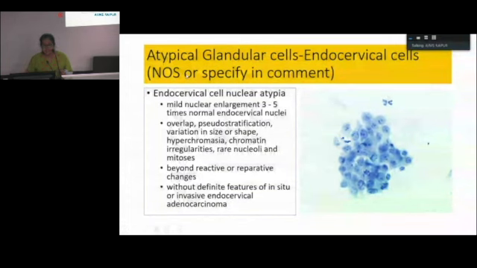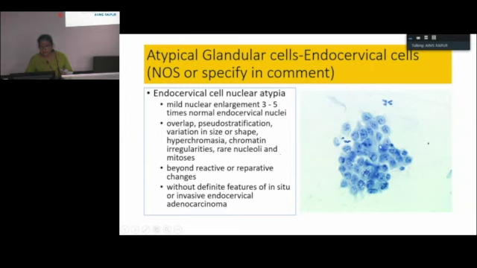So the first is atypical glandular cells, endocervical, not otherwise specified. What does the morphology on LBC look like? Basically, you have atypical endocervical cells. How do you define these atypical endocervical cells? There is mild nuclear enlargement, 3 to 5 times the size of a normal intermediate cell nucleus. What are the other abnormalities? There will be overlapping of the nuclei, pseudostratification, variation in size or shape, hyperchromasia, chromatin irregularities, rare nucleoli, and mitoses.